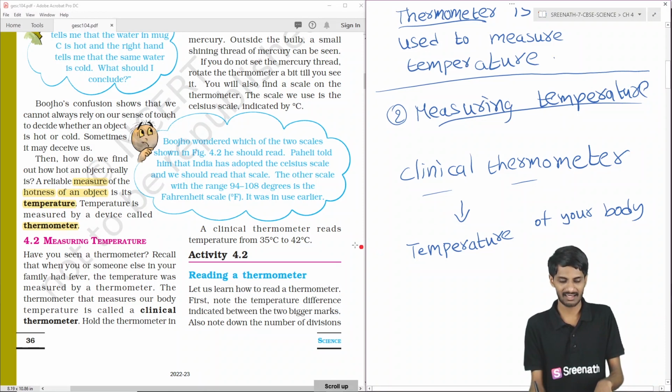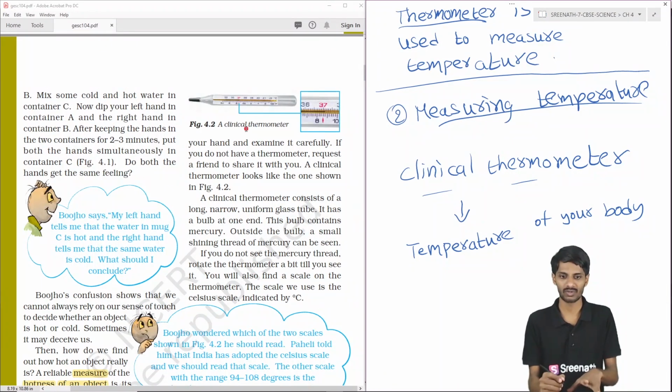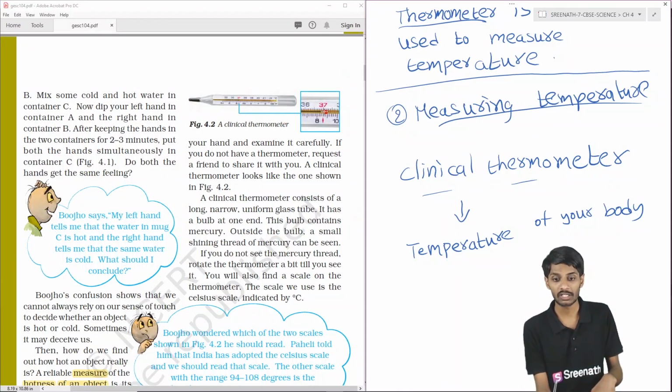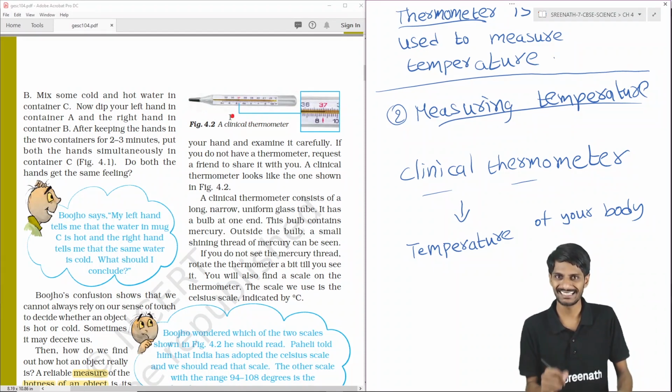Okay, students. So this is the clinical thermometer. It has a glass tube, and there is a small glass capillary tube inside it, and it has a bulb at the end. This bulb has mercury, students. Up to this level it has mercury. And there are scales in it, numbers, readings like this. So this is the clinical thermometer which the doctor uses to measure your body temperature.